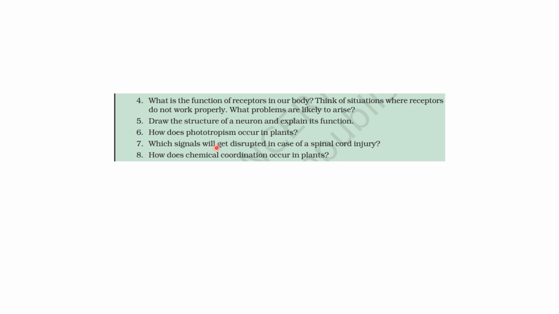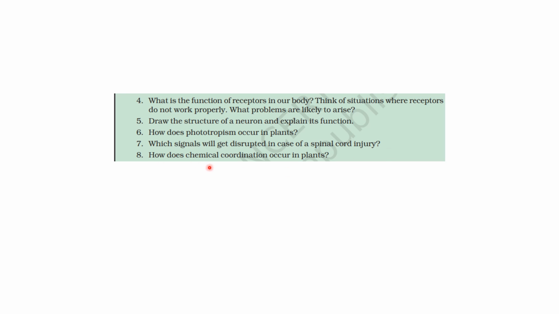Seventh question is which signals will get disrupted in case of a spinal cord injury? So sensory signals, okay, information from sense organs will not reach the brain. Second is motor signals, commands from the brain to muscles may be blocked, which can cause paralysis. And reflex actions, which are controlled by the spinal cord, may be affected depending on the injury location, right?